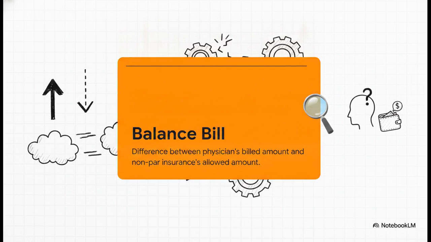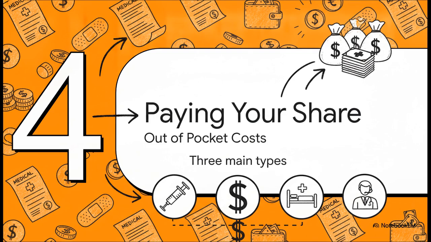Because the doctor has 0 contract with your insurance, they are perfectly within their legal rights to bill you for the exact balance between what they charged and what the insurance actually paid. Which brings us right to Section 4, Paying Your Share.